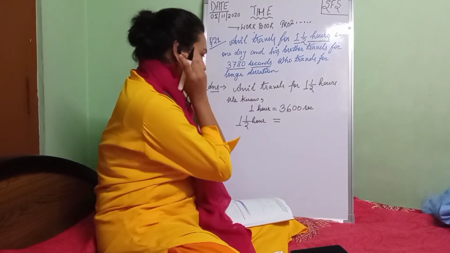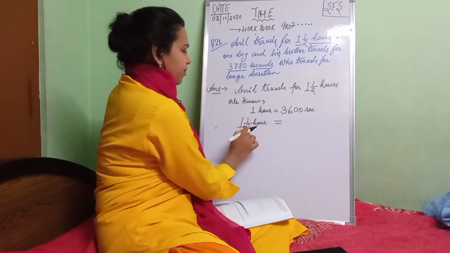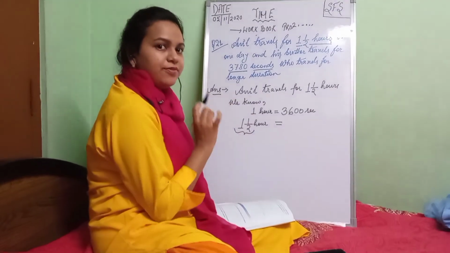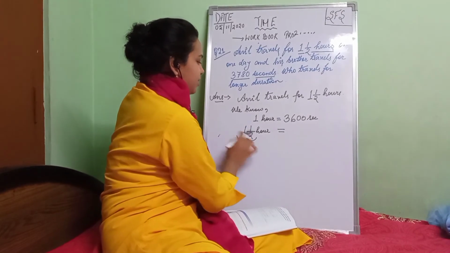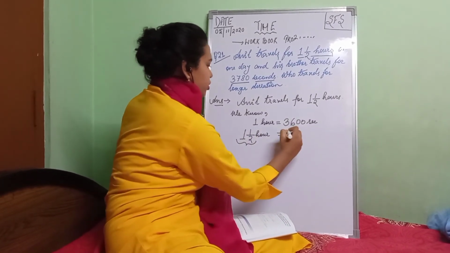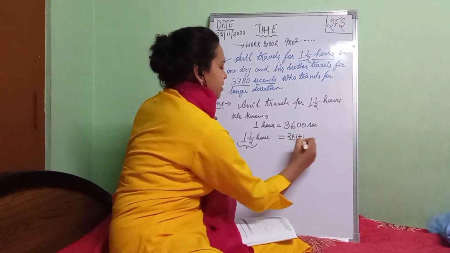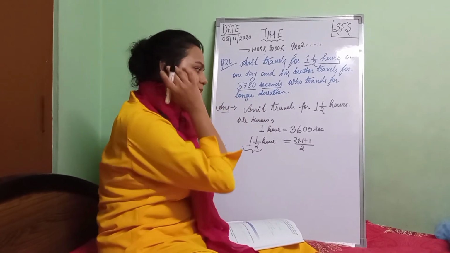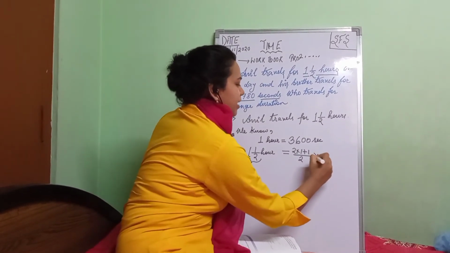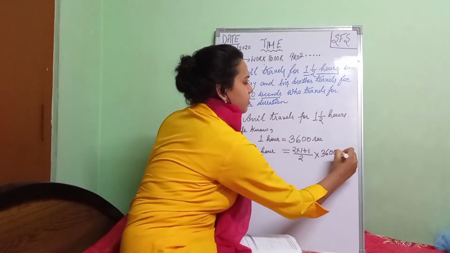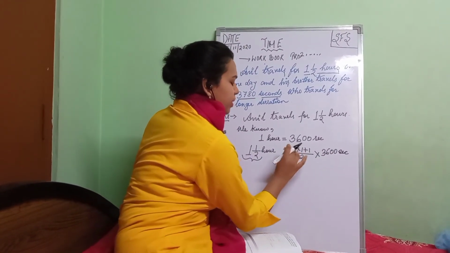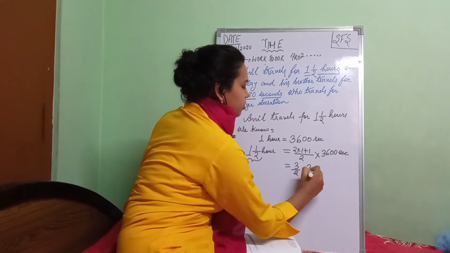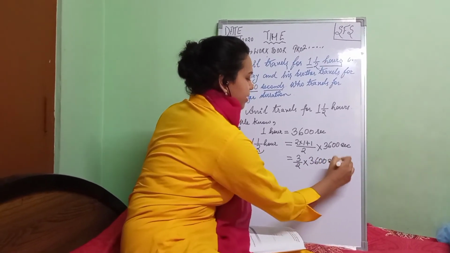1.5 hour can be written as, see, this is a mixed fraction. We have learned mixed fraction, right? So this can also be written as 2 into 1 plus 1 divided by 2. Do you know how to convert a mixed fraction into a proper fraction? Multiplied by 3600 seconds. This can always be written as 2 into 1 plus 1 will be 3 by 2 into 3600 seconds. All right.